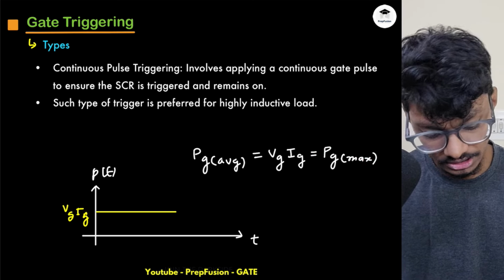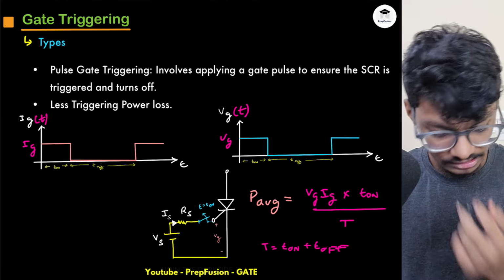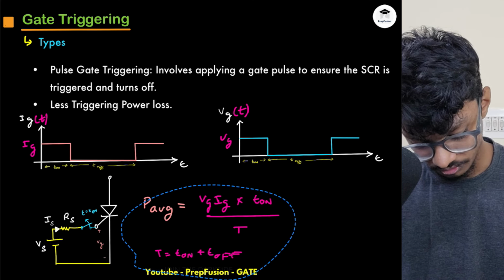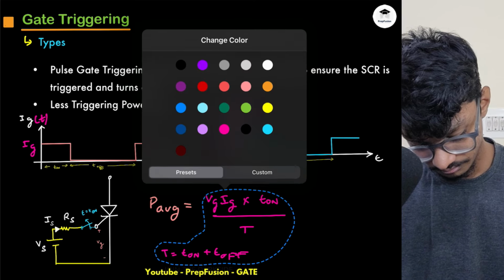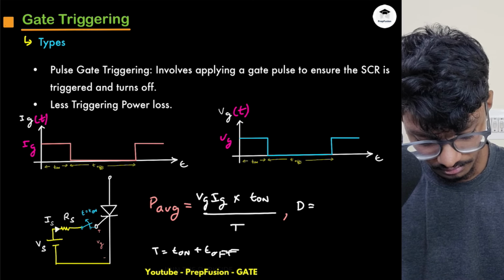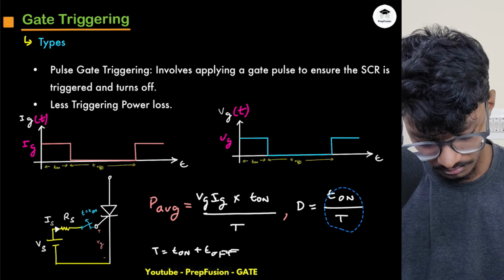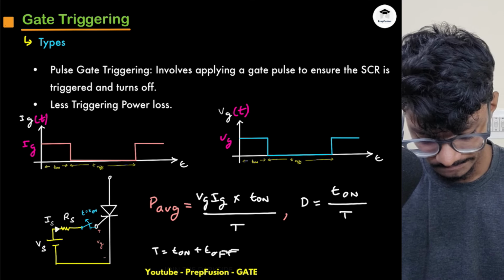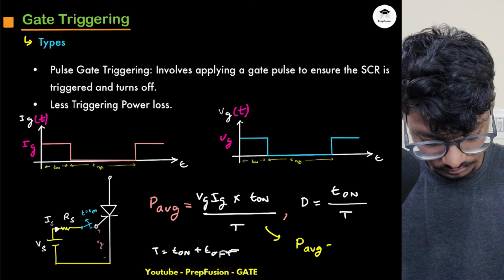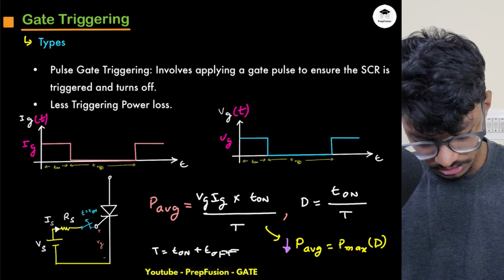So here what do you see? I have named this as PG max. So this VG into IG term was PG max in the previous case. I can see this is a fraction of PG max, so obviously the power loss is reduced. And this T on by T sometimes is also mentioned as duty cycle. So we'll write all of these things here. D is T on by T, okay? So I can write P average is P max into D, which is a fraction. So obviously it reduces, hence the triggering loss also reduces.